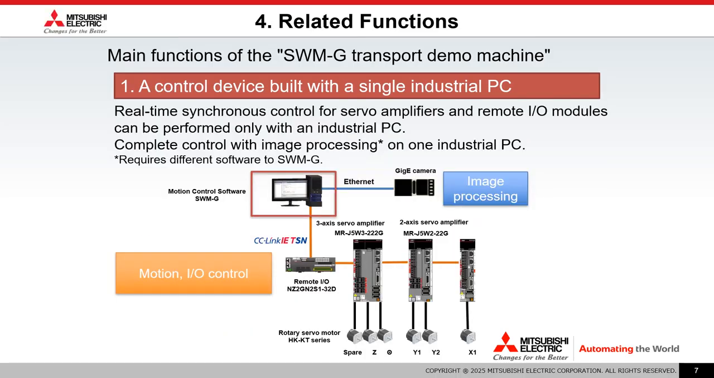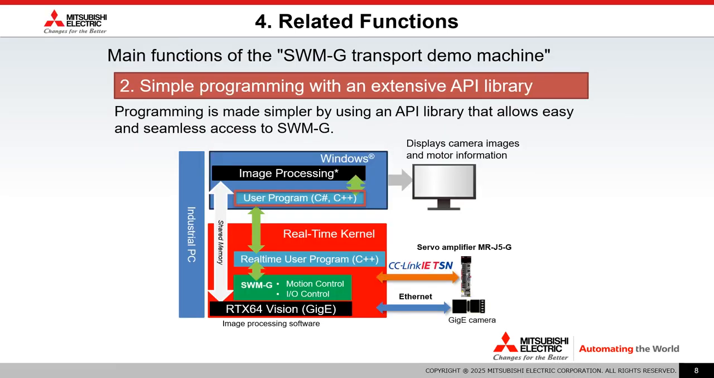The first function here allows sub-amplifier and remote I/O synchronous control in real time, as well as image processing, requiring only one industrial PC. The second function uses the API library to enable easy access to motion control software SWM-G, allowing for simple programming without concern for required hardware, as well as obtaining image data and motor information, and performing position compensation based on that data.